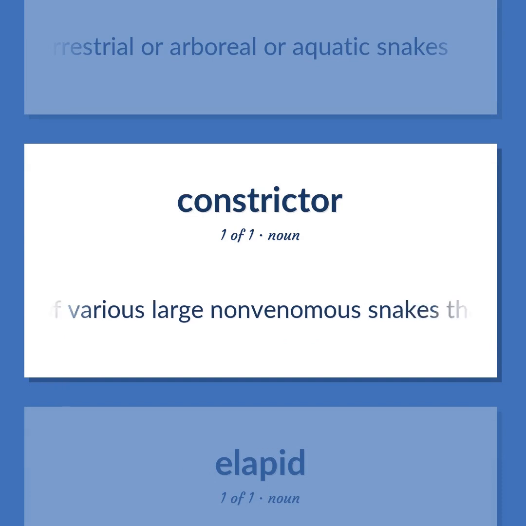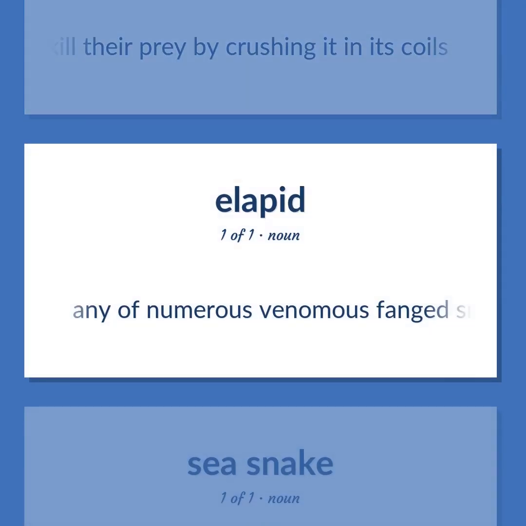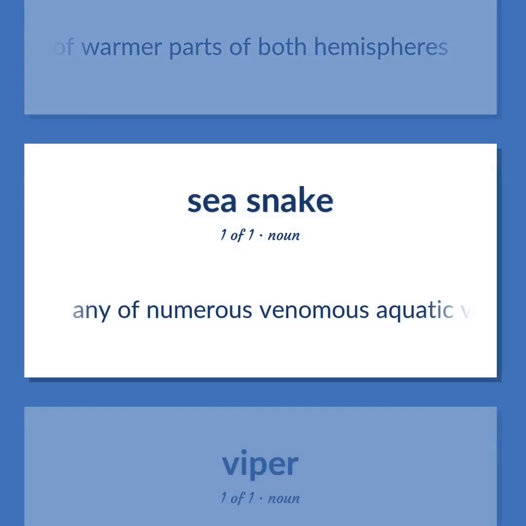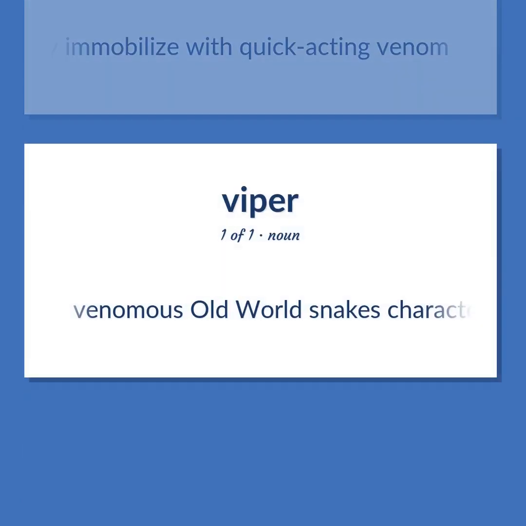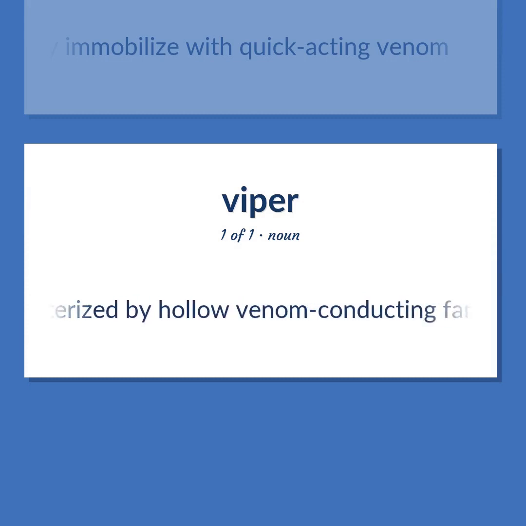Any of various large non-venomous snakes that kill their prey by crushing it in its coils. Any of numerous venomous fanged snakes of warmer parts of both hemispheres. Any of numerous venomous aquatic viviparous snakes having a fin-like tail. Of warm littoral seas, feed on fish which they immobilize with quick-acting venom. Venomous Old World snakes characterized by hollow venom-conducting fangs in the upper jaw.